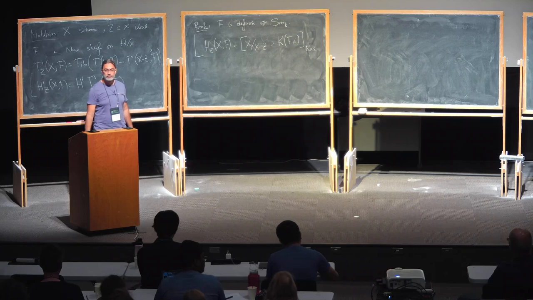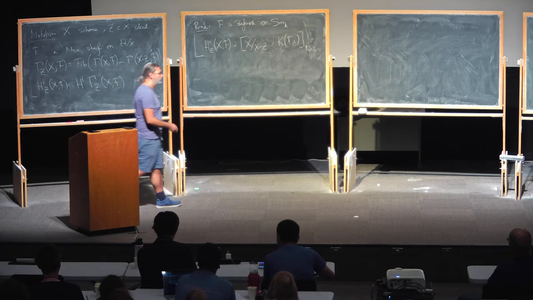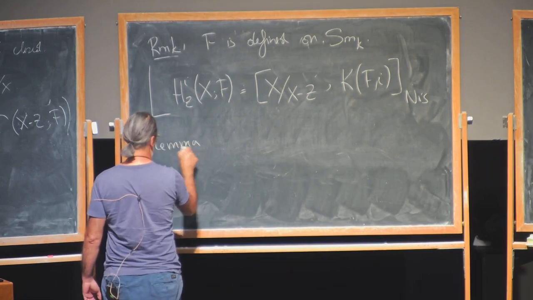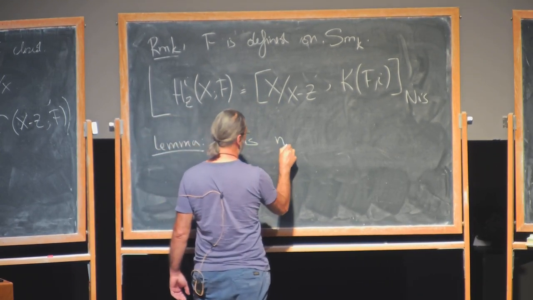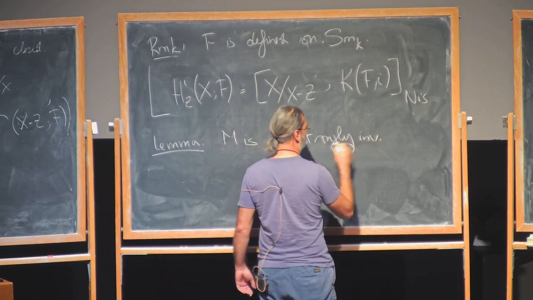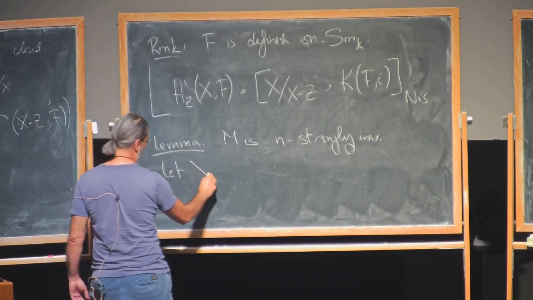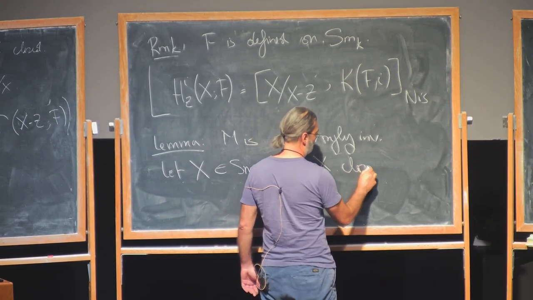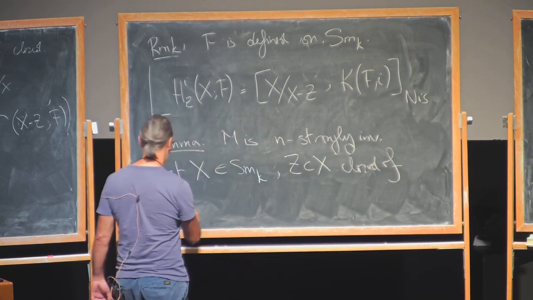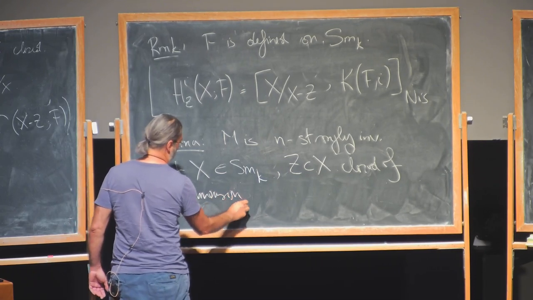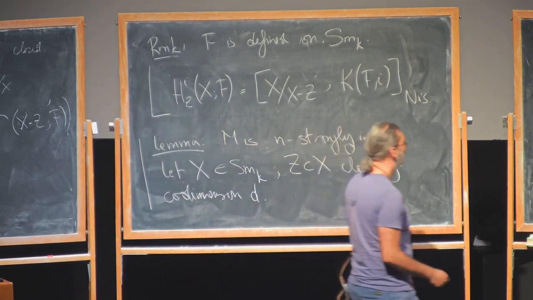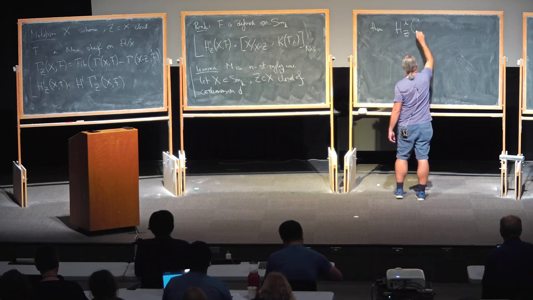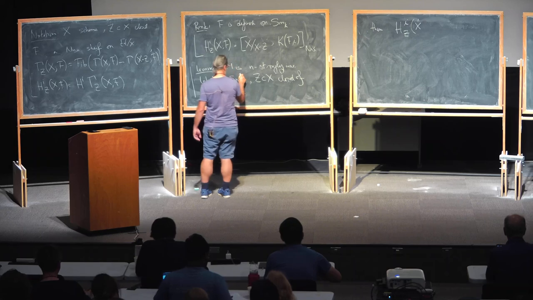Any question about this? If not, I can now state the following fact, or lemma. Now assume that M is strongly A1-invariant, and let X be a smooth variety, Z inside X a closed subset of codimension d. The conclusion is that we have a vanishing in local cohomology. X could also be essentially smooth, and I will probably be using this.